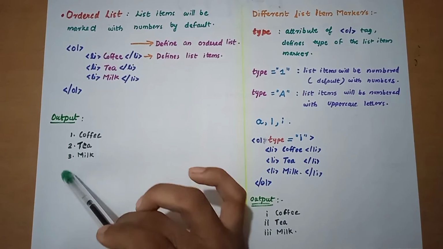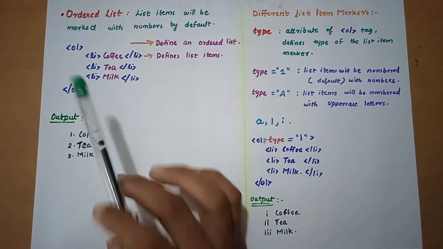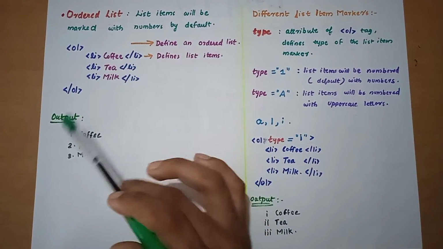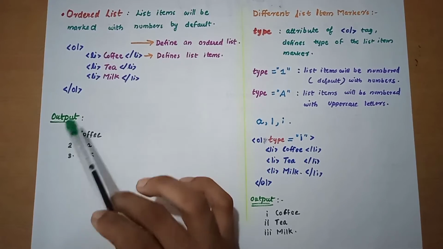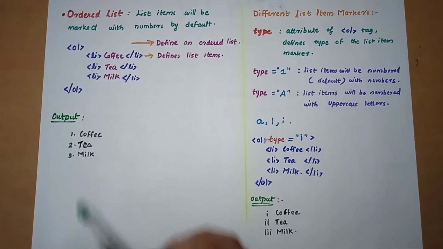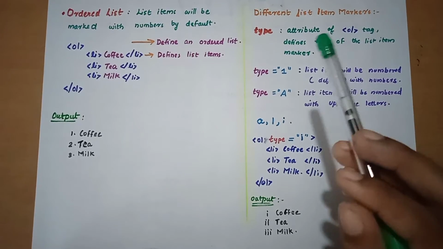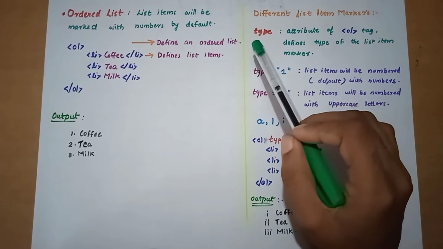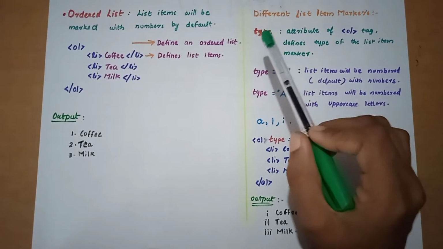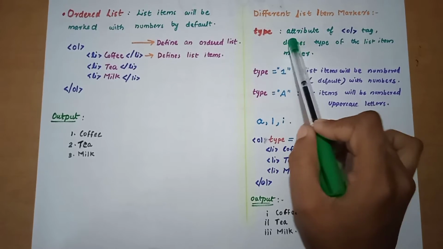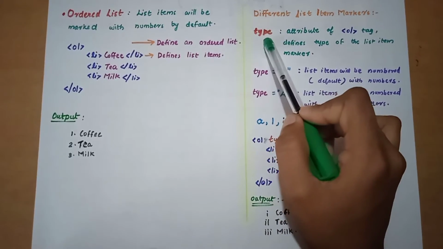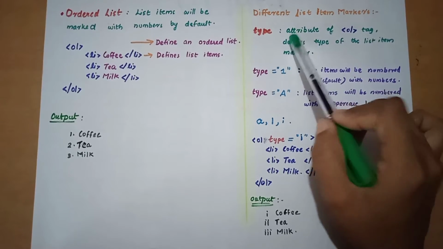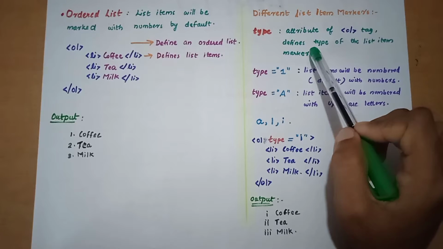It is always represented in numbers by default. Likewise, what we already saw with the UL tag, we can also change these markers, like 1, 2, 3, to other things. Let's see what there is. First is different list item markers. There we used a CSS property, but here we have an attribute for the ordered list, that is type. Type is the attribute for the OL tag which defines the type of the list item marker.